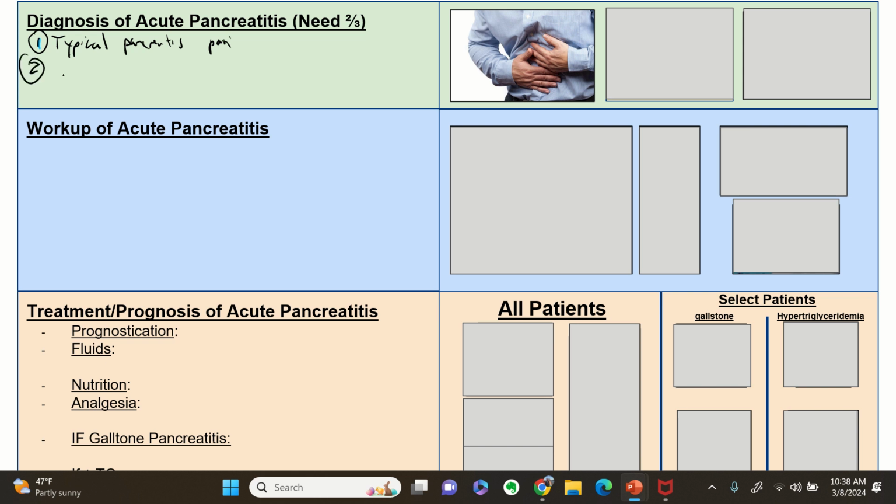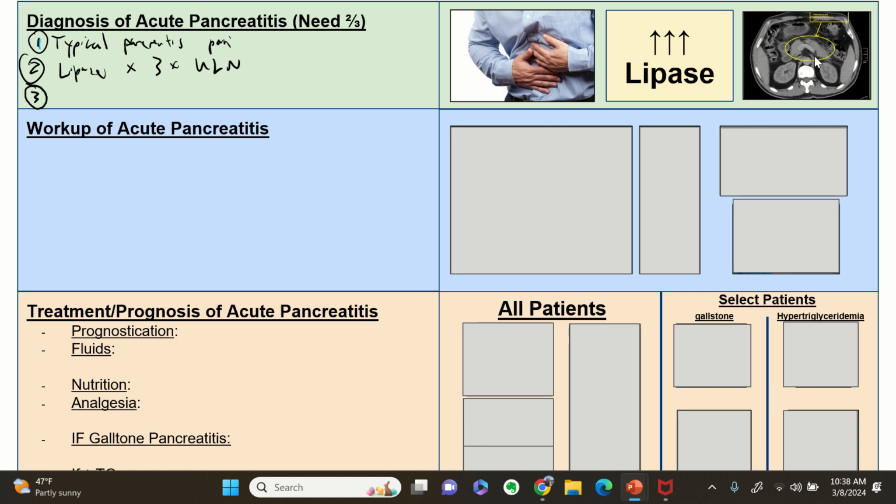The second would be lipase, but your lipase has to be greater than 3 times the upper limit of normal. Now, if a patient comes to the hospital with all these manifestations and you have a high probability for acute pancreatitis, boom, you just made the diagnosis with 2 out of 3. It gets a little more difficult when the patient comes in with very typical pain or no pain and a severely elevated lipase. In those cases, you still can't perfectly make the diagnosis, and when there is some diagnostic confusion, you can check a CT scan.